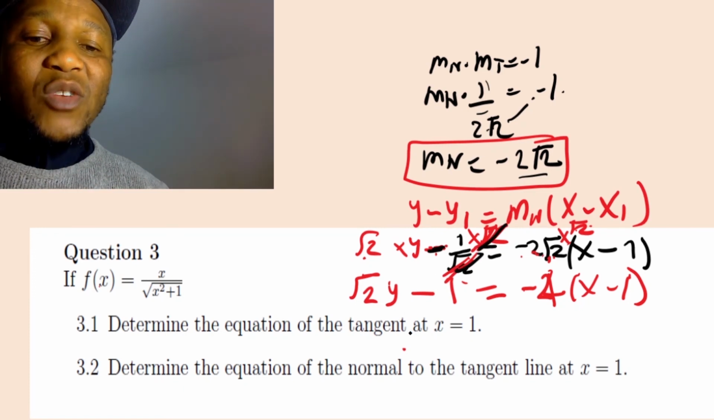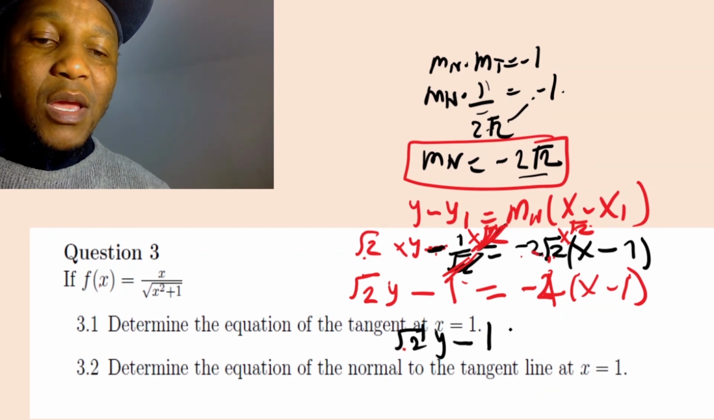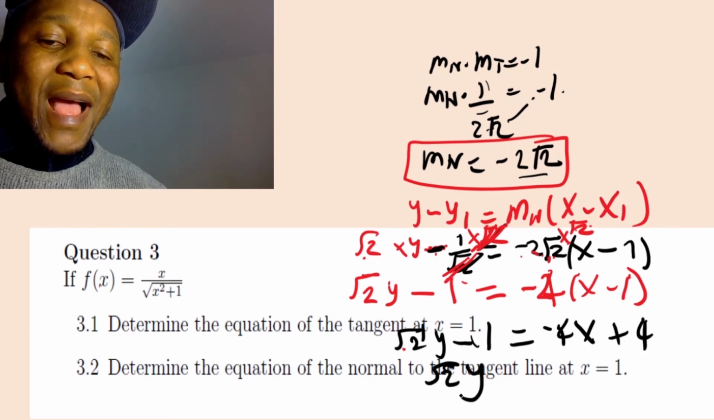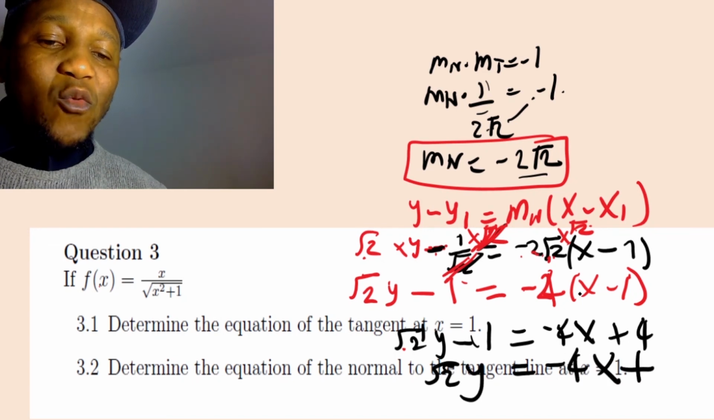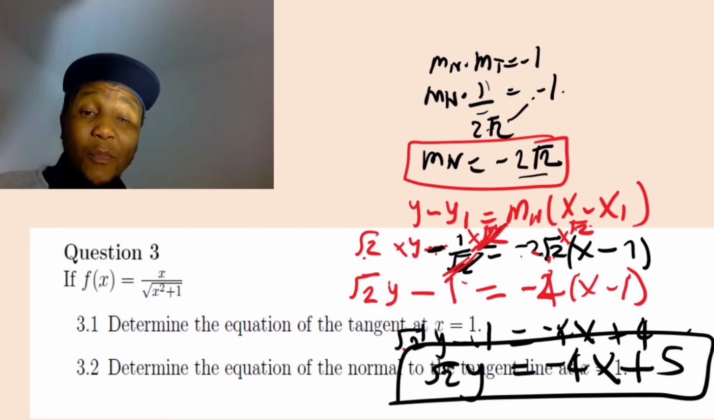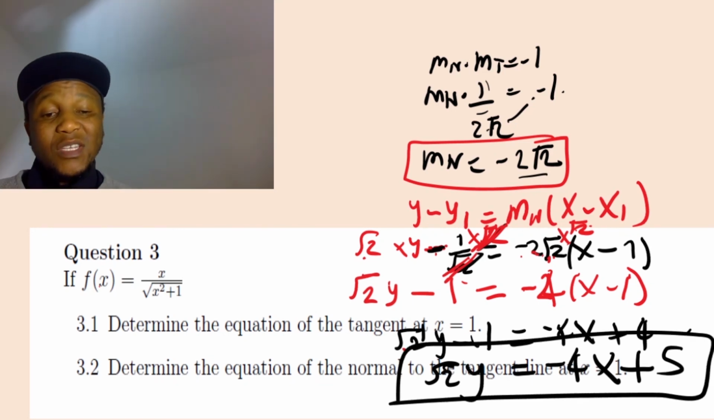Now this gives us square root of 2 y minus 1 equals, multiplying that out, -4x plus 4. This negative goes over, so finally square root of 2 y equals -4x plus 1 plus 4, which gives us 5. This is going to be the equation of a normal, and that's the end of the solution.